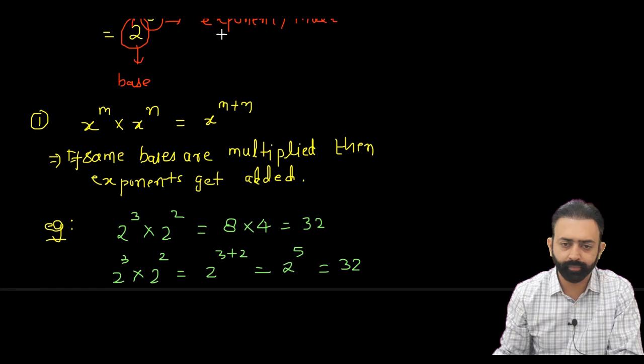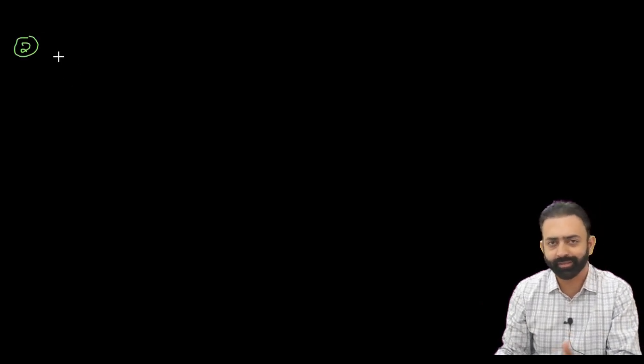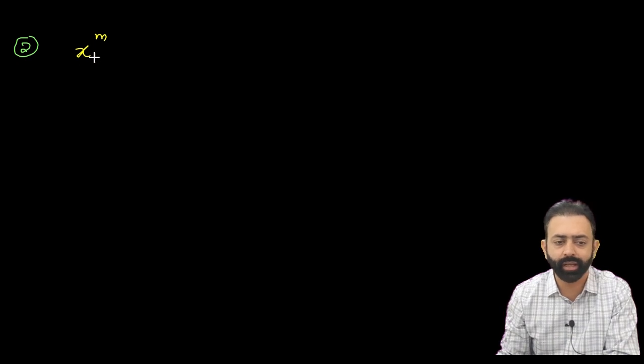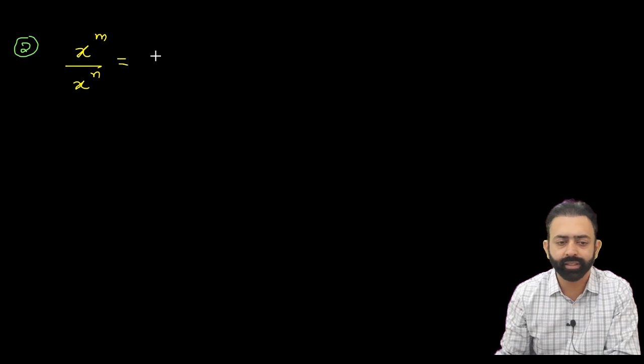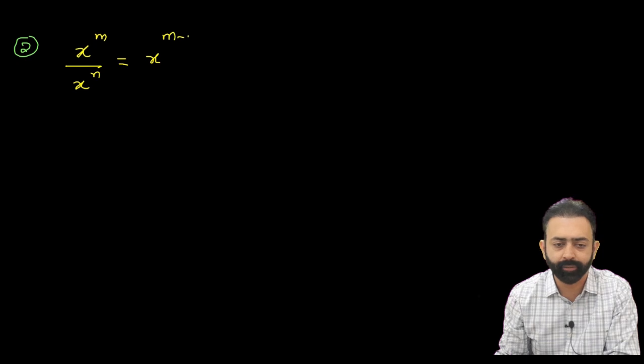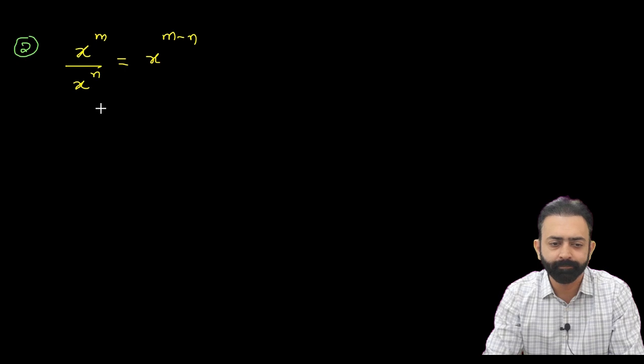Very easy. The second law of exponent is just the reverse of this. Since we have talked about multiplication, the second law says that if same bases are in division, that is, if x raised to power m is divided by x raised to power n, then instead of adding the exponents, we subtract the exponents. So x raised to power m minus n. This is the law. Again, you can verify.